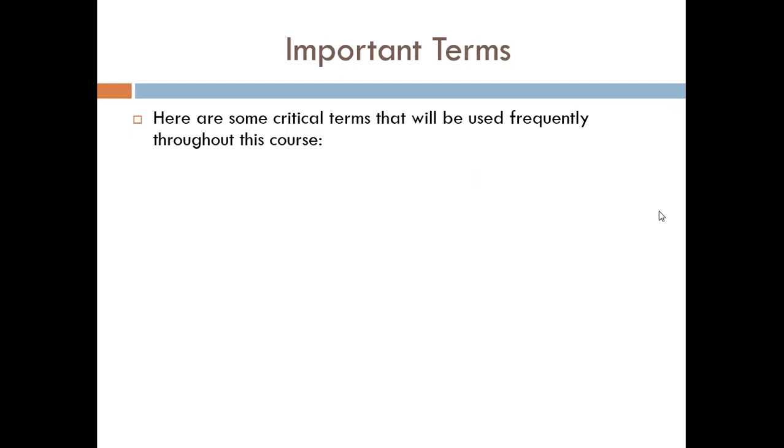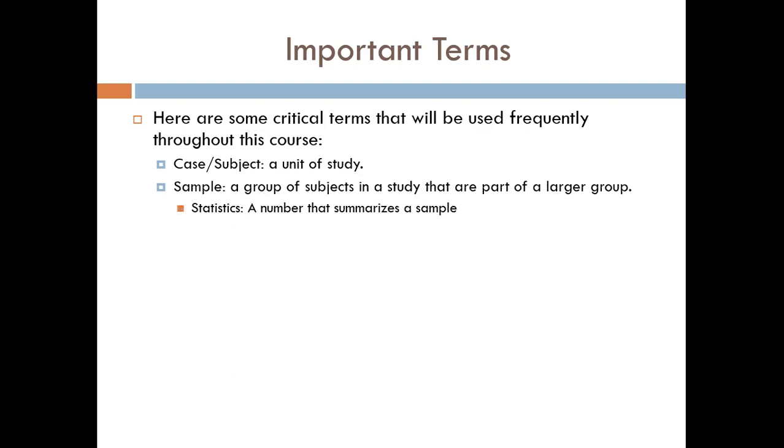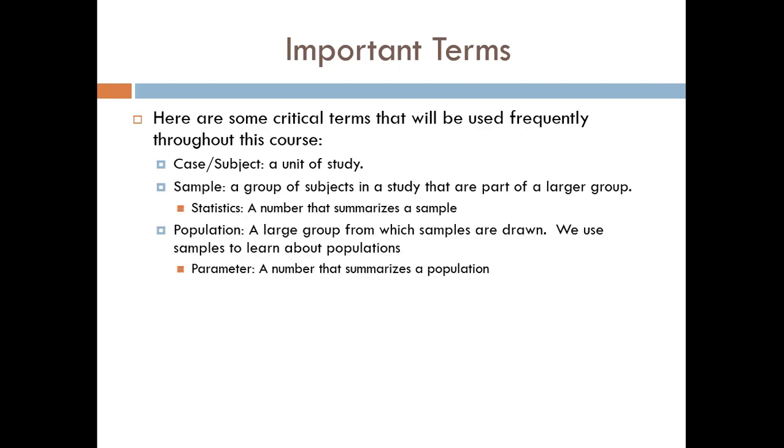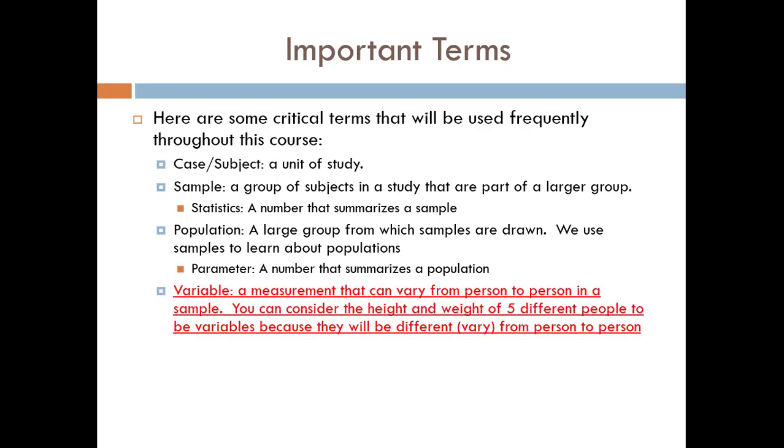Now here's the part where we cover some important terms. The first terms that we are going to cover are the case or subject, the sample and its relation to statistics, population and its relation to the parameter, and finally, the variable. It's important to clearly understand these terms because we will be using them for the remainder of the semester. I strongly suggest writing these terms down on flashcards and practicing them.